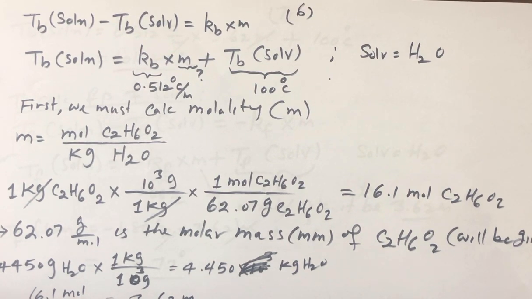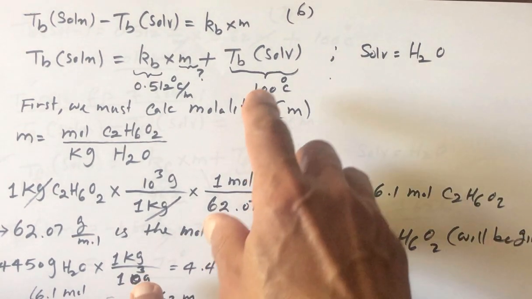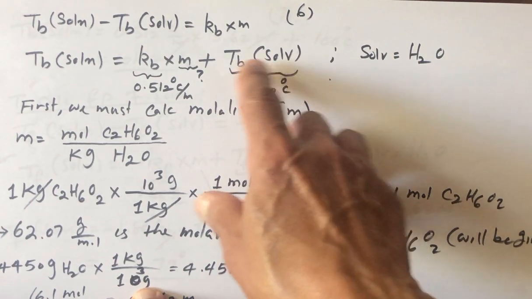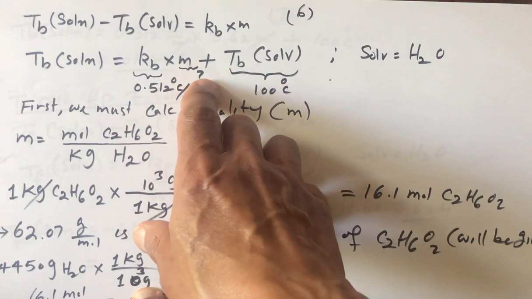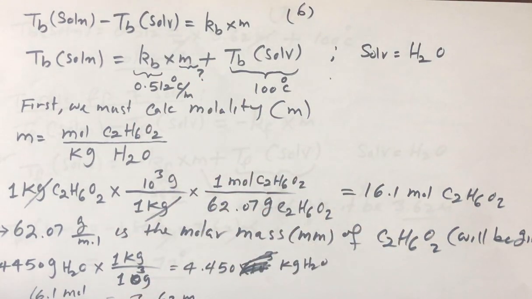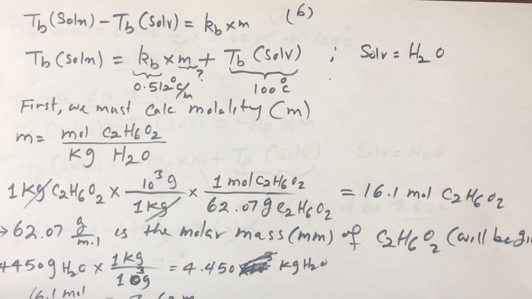Now that we have all this information, we should be able to calculate the boiling point of the solution. Remember the equation: TB solution minus TB solvent equals KB times m. What we're looking for is TB solution, so I'm going to take the TB of solvent to the other side, and we already know that's 100 degrees Celsius. KB is given to us. Molality is what we have to find first. Molality is moles of ethylene glycol divided by the kilograms of water.